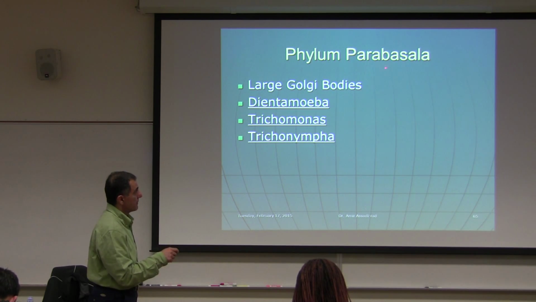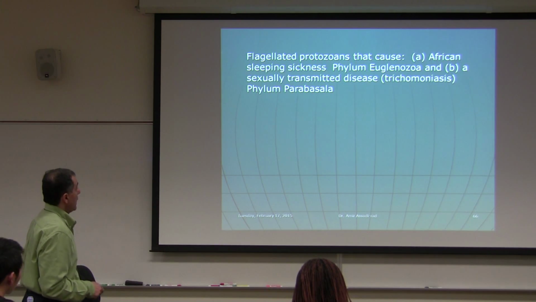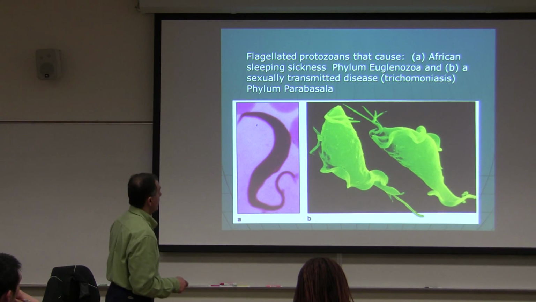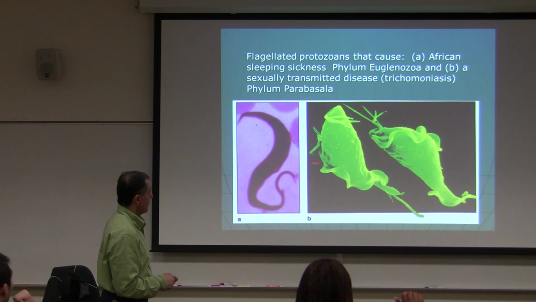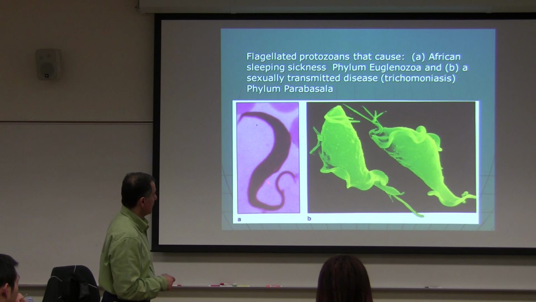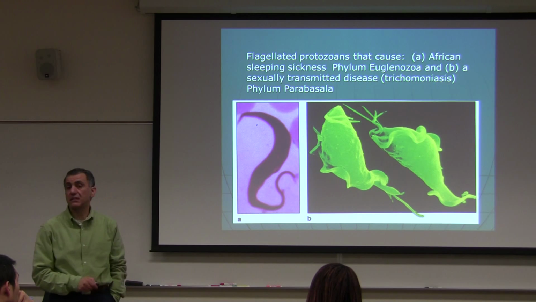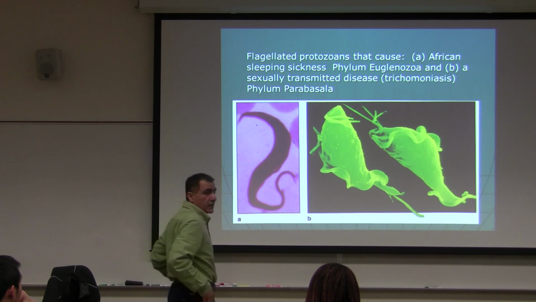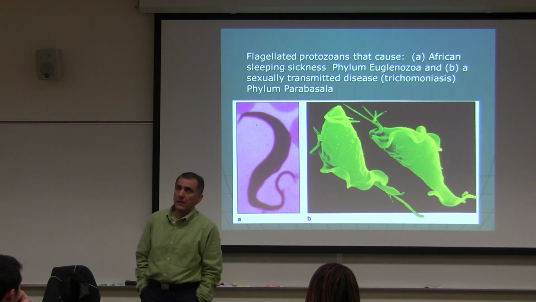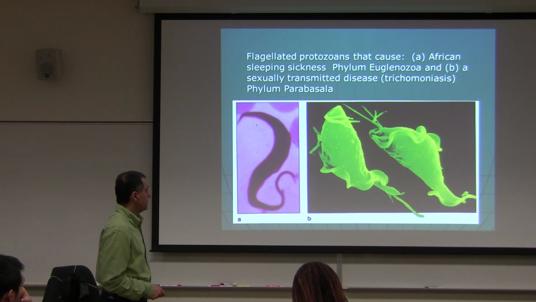So these are all Parabasalia, based on your textbook. Flagellated protozoa that cause African sleeping sickness, Euglena. In the old days, both were in a different phylum. This is Trichomonas vaginalis, in a different phylum than Trypanosoma. But anyhow, in the old days, when I was a student, both of these were in the same phylum. They classified them based on locomotion, not like their DNA, but anyhow.